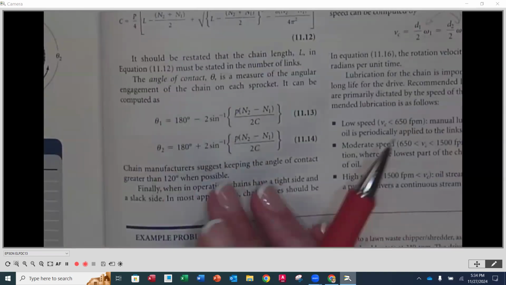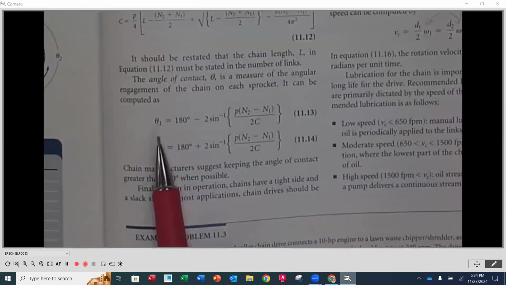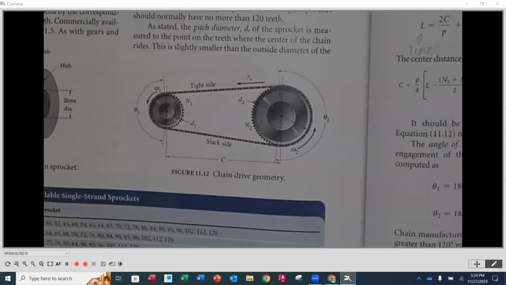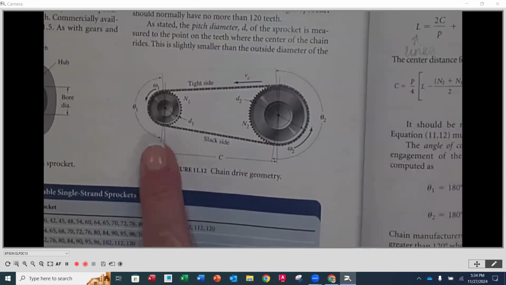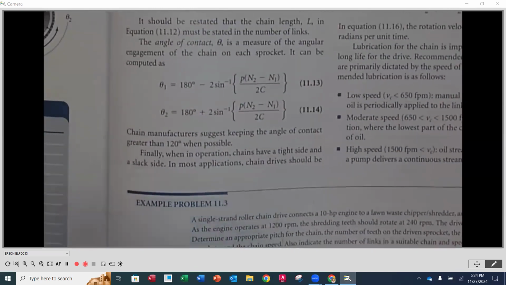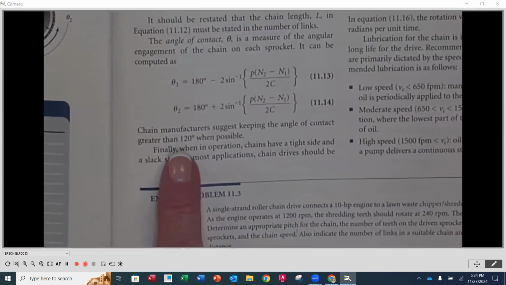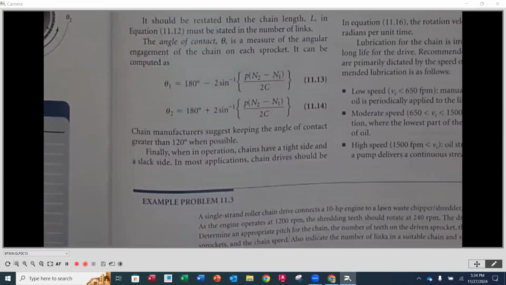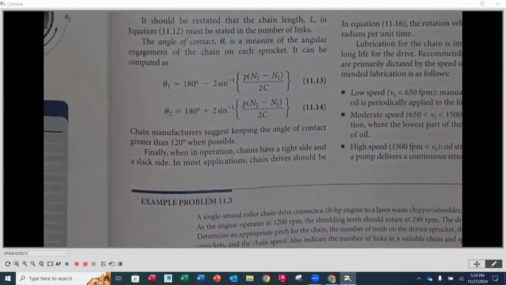Theta 1 is going to be for our driver. Theta 2 is going to be for the driven. So if we look over here, theta 1 is on the left-hand side, theta 2 is on the right-hand side. And as it states here, we want to make sure that we're always greater than 120 degrees. So you're going to want to write down those two as well.